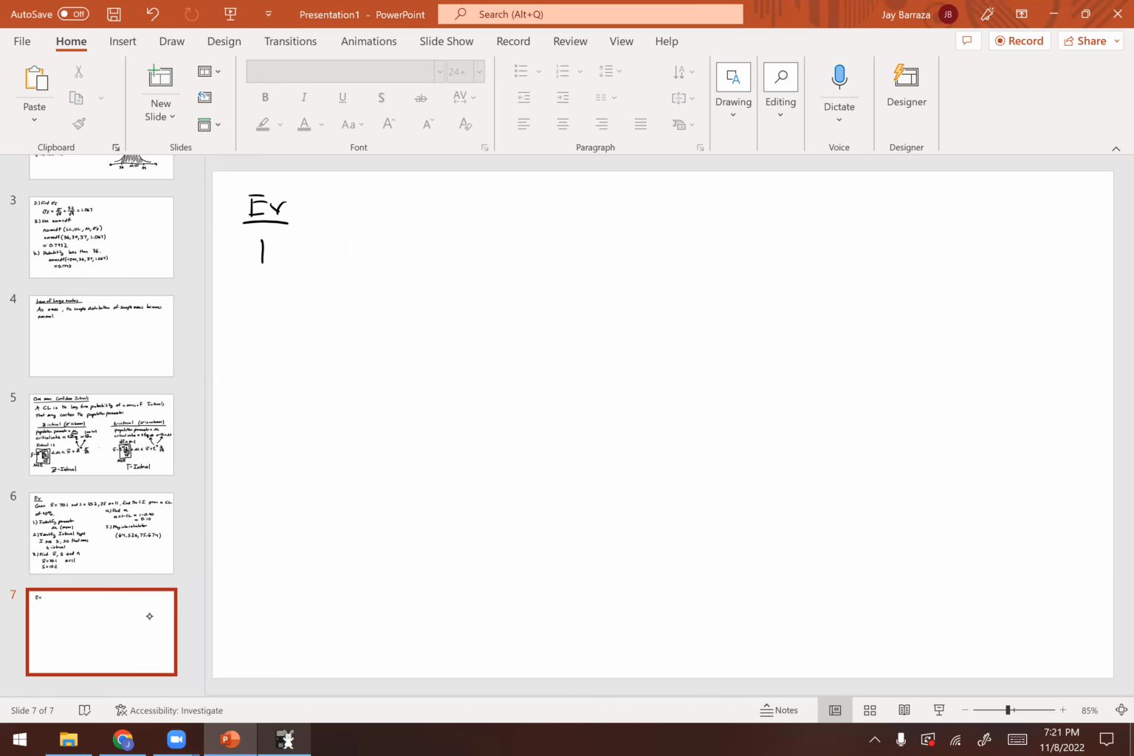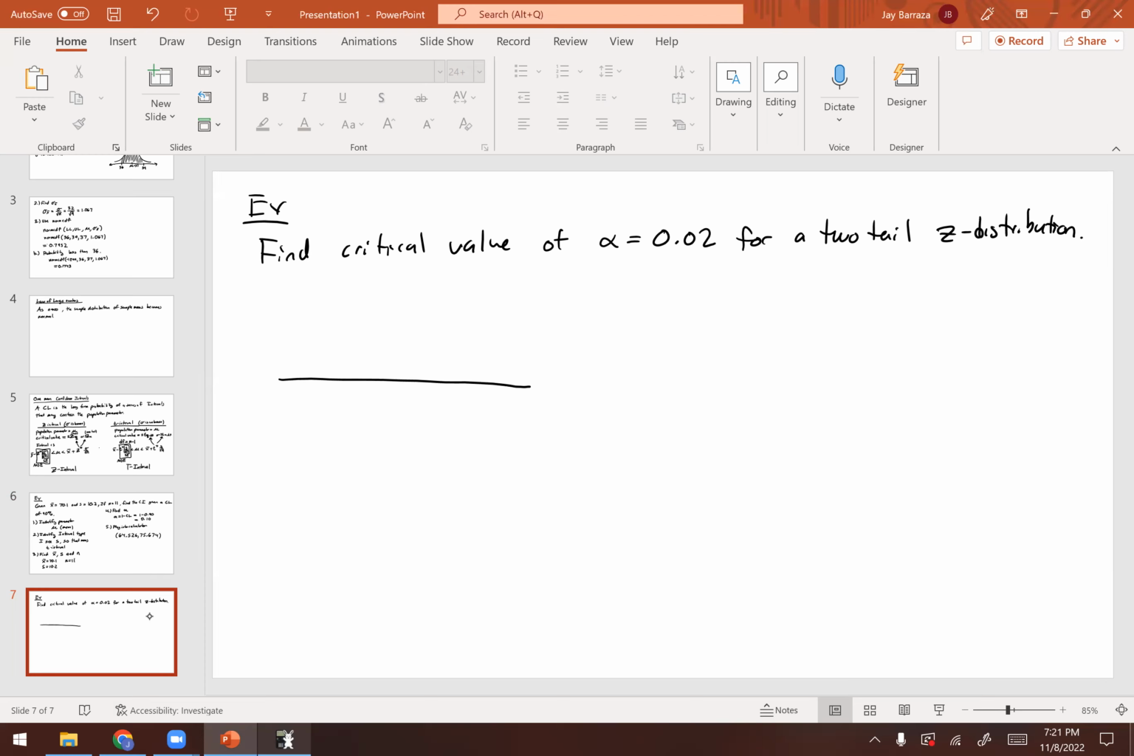Example: find the critical value of alpha equal to 0.02 for a two-tail Z distribution. Okay, find the critical value of alpha equal to 0.02 for a two-tail Z distribution. So what I'm asking for is, what is the value?